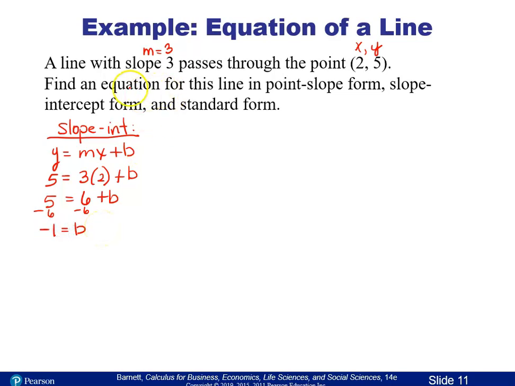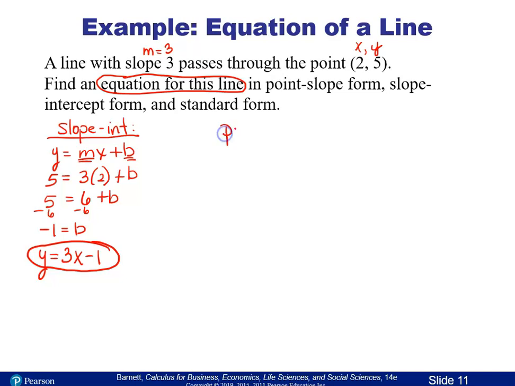Okay, and it's asking for the actual equation of the line, not just the b. So we're going to write it back, except we're going to substitute for the m and for the b. So m is going to be 3, and then we'll have our x, and then in the place of the b, I'll put -1. So that's our equation that goes through this point with this slope.